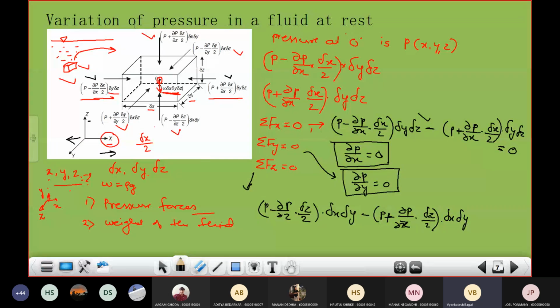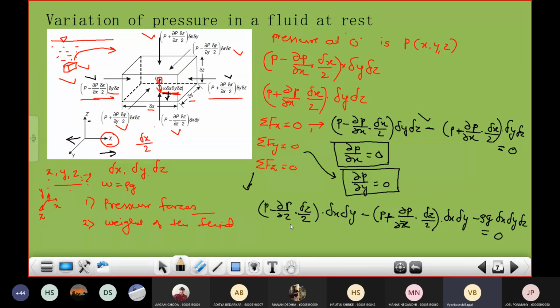Apart from these two vertical forces, there is one more vertical force, which is the body force, and this is acting in the negative z direction. So it should be written as minus. Now instead of writing the small w, I am writing rho g, the specific weight, multiplied by delta x delta y delta z is equal to 0.